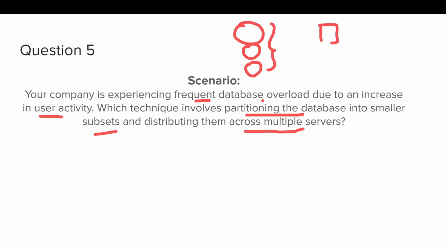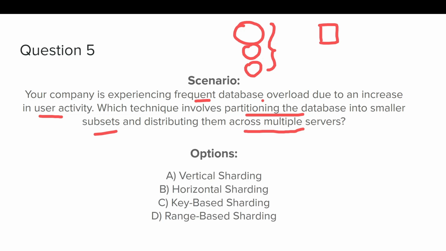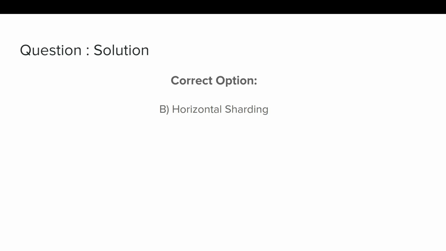Now you had also a database. Now the database is getting overloaded, so you're trying to partition the database into smaller subsets. But how do you want to partition it? Why do you want to partition it? Let's talk about that. So these are the options: vertical sharding, horizontal key-based sharding, range-based sharding. Okay, so the right answer for this is horizontal sharding.